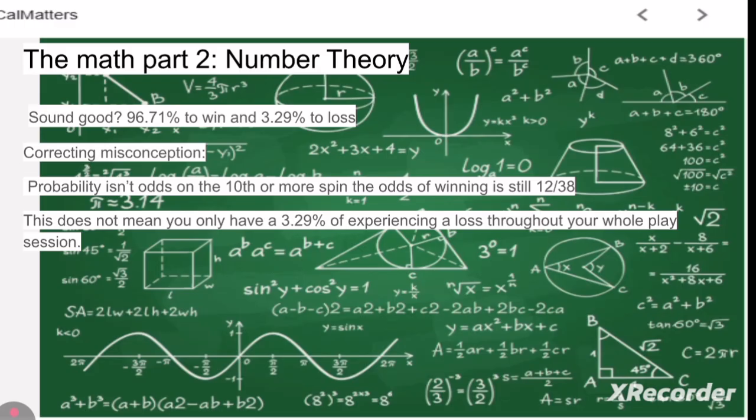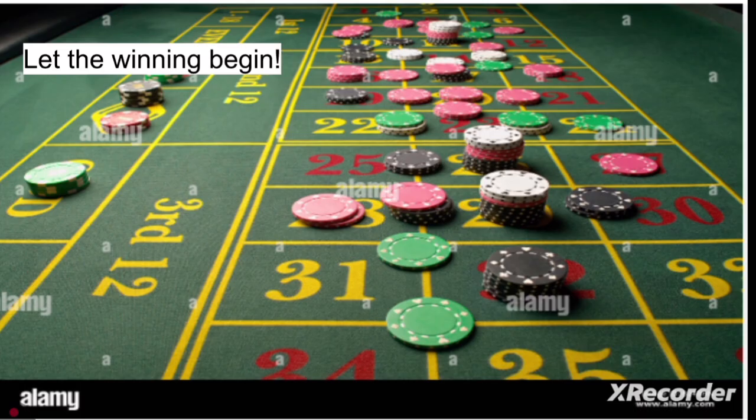So the longer you play, the more likely it is that it will show up. Put it another way, you're on the clock. You need to make sure that during your 96.7% probability of a win, you've won enough to cover the loss once that 3.29% eventually shows up. So let's start winning. All right, here we go.